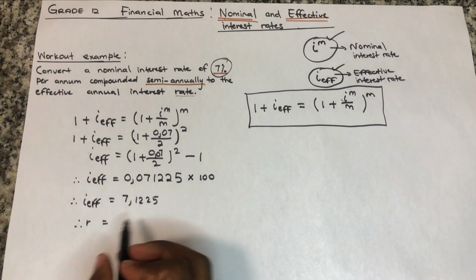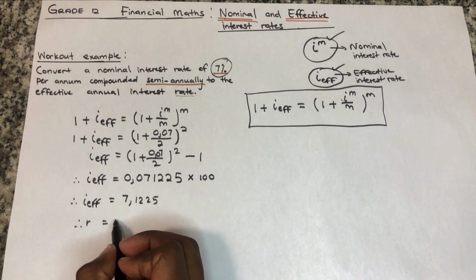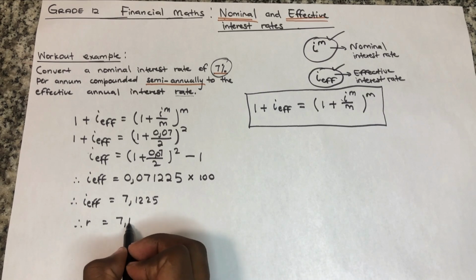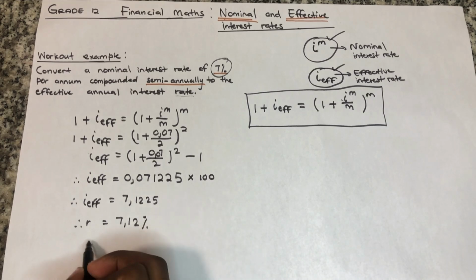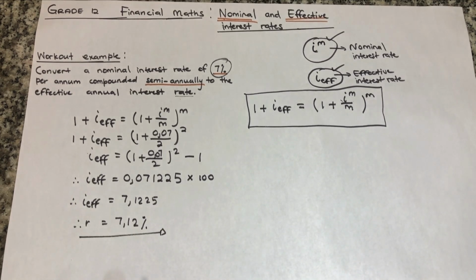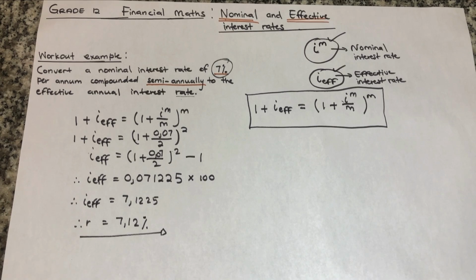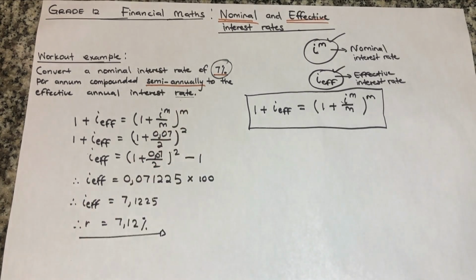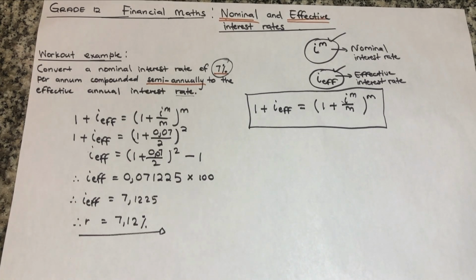Therefore our rate will be equal to 7.12%. That's how it goes. So the effective interest rate there is 7.12%. You can clearly see that it's not very far from 7, but it is a little higher. That's how it goes.